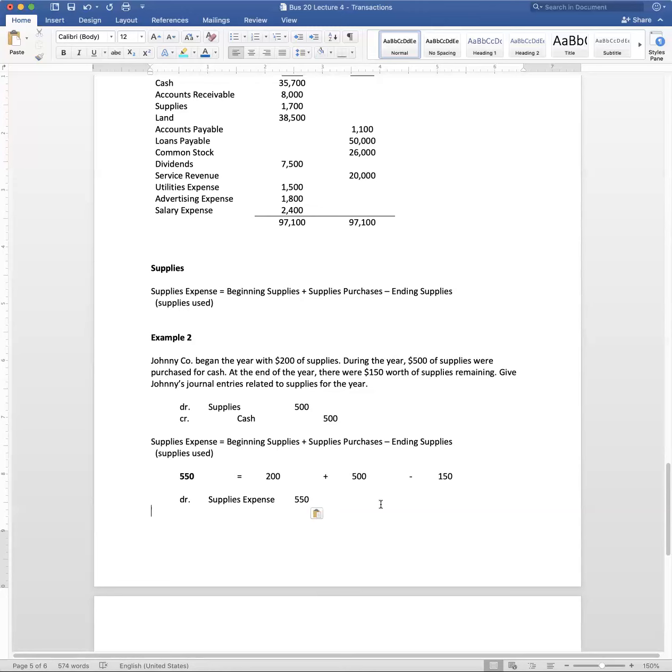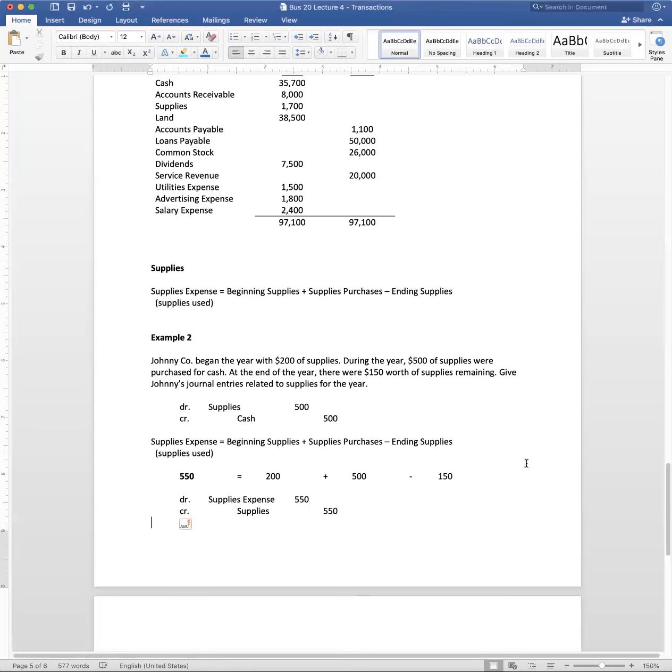Now, what's the credit? What else is involved? Well, when we use up supplies, we now have an expense, but what else happens? Well, the supplies go away. So the guy who's painting houses, he has a full can of paint. As he uses the paint, he has an expense because he's using it up, but at the same time, the paint in the can goes down and eventually goes away. So we are decreasing supplies. That's our credit.